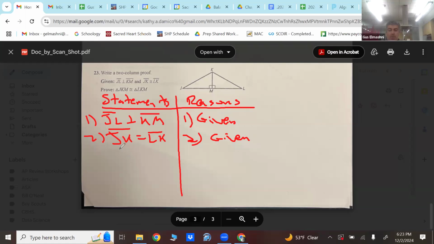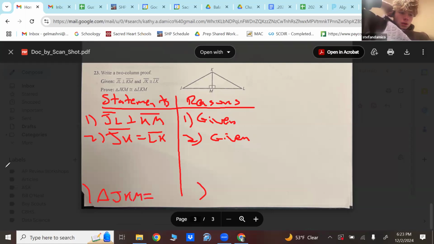Okay, the last step, I don't know how many steps we're gonna need, but the last one's gonna be this triangle thing. Now, what I want to do is talk myself through this. I want these triangles to be the same. Well, I already know these are perpendicular, so obviously these angles are the same because both are right angles. And they share this side here, KM.